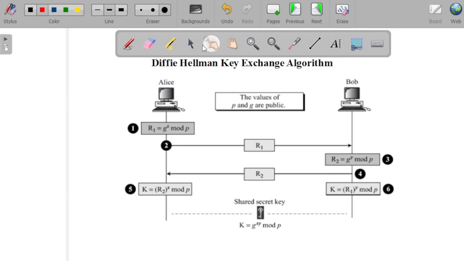Now we will see the Diffie-Hellman key exchange algorithm. Based on this approach, we create a shared secret key without using the concept of KDC. Here KDC is not present. Still, we can create a shared secret key between both parties, Alice and Bob. We have two public numbers, the value of P and the value of G. P is our modulus value and G is our primitive root value.